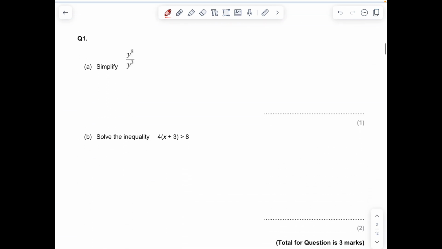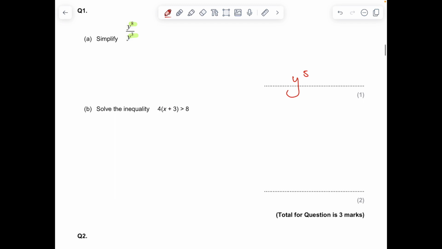So it starts off really nice and easy. When you are dividing, you subtract the indices. So the indices are these numbers here. So you do 8, take away 3 to give that your answer is y to the power of 5. Next, you can do it 2 ways.